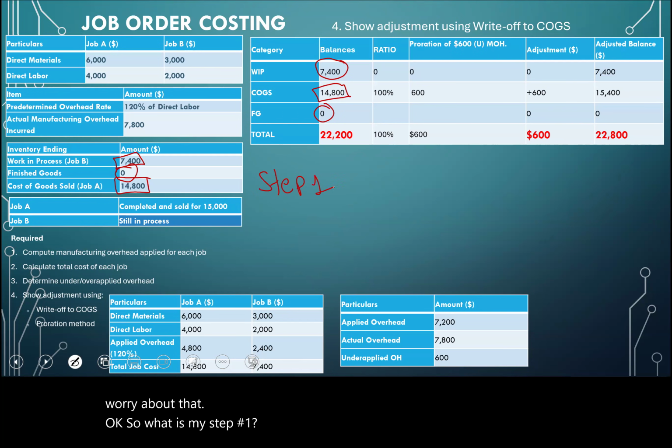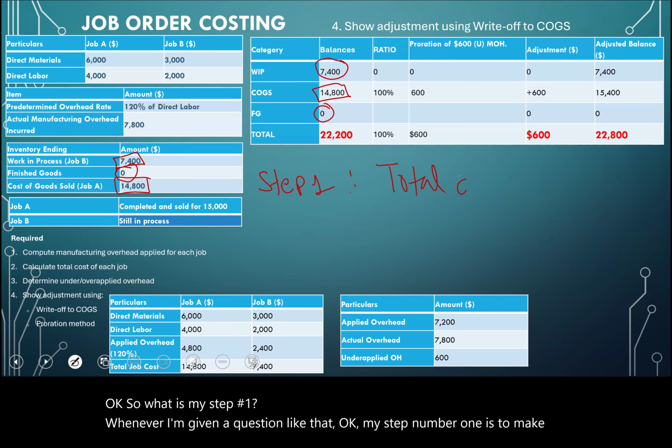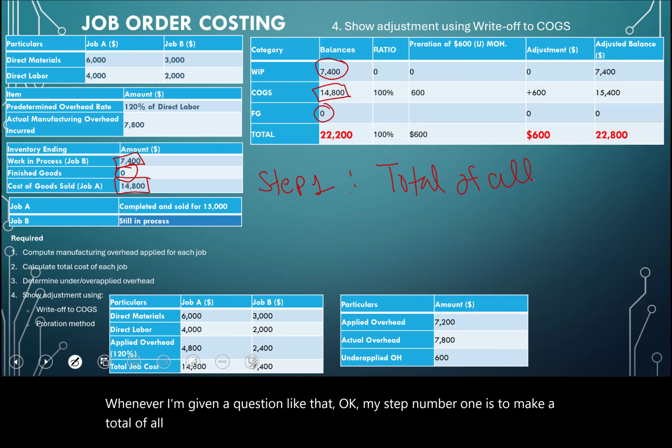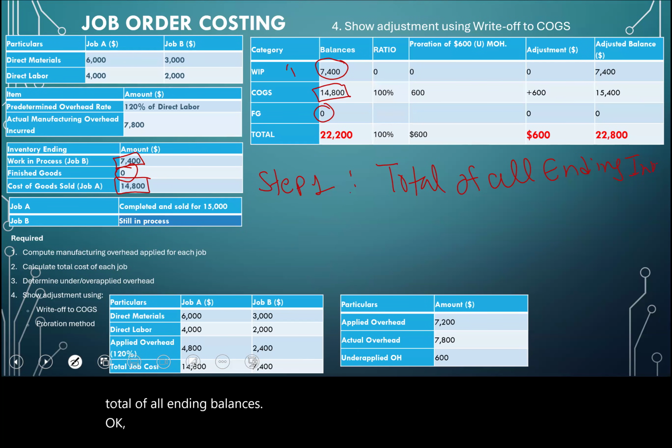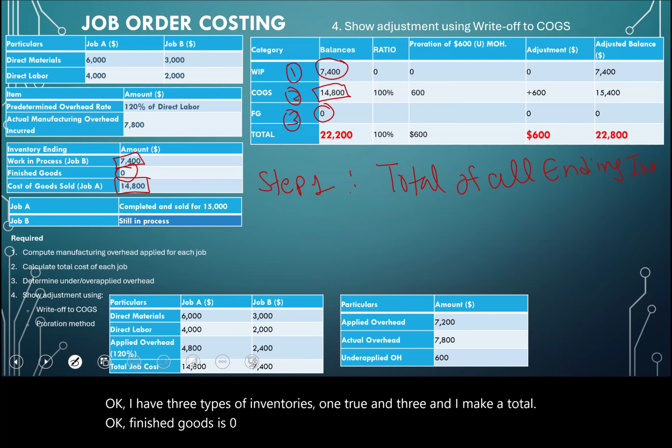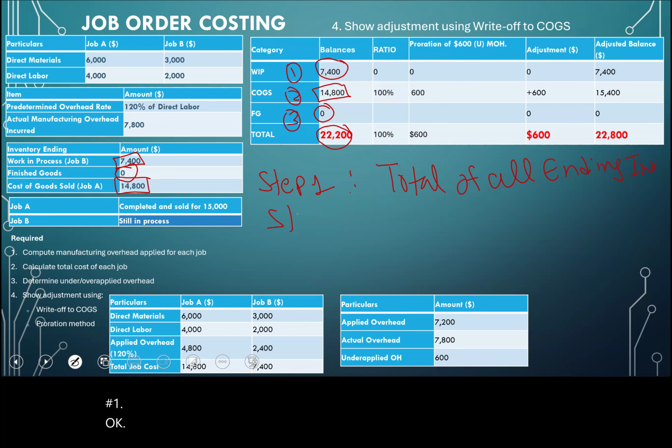Whenever I'm given a question like that, my step number one is to make a total of all ending balances, ending inventories. I have three types of inventories, 1, 2, and 3, and I make a total. Finished goods is zero, so it doesn't contribute, but I have a total. This is step number one. Step two, calculate a ratio.